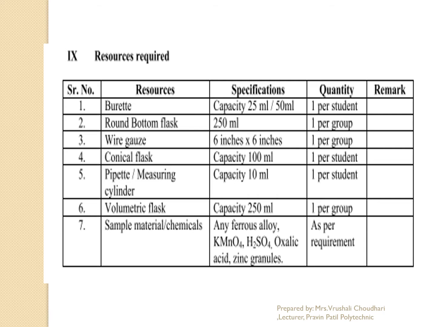What are the resources, the chemicals, materials, and instruments required for this experiment? The resources required are the burette, capacity 25 ml, round bottom flask, 250 ml, wire gauze, conical flask, pipette or measuring cylinder, volumetric flask. Sample material, that is any ferrous alloy or ferrous ore, KMnO4, H2SO4, oxalic acid, zinc granules. These are the chemicals required for today's experiment.